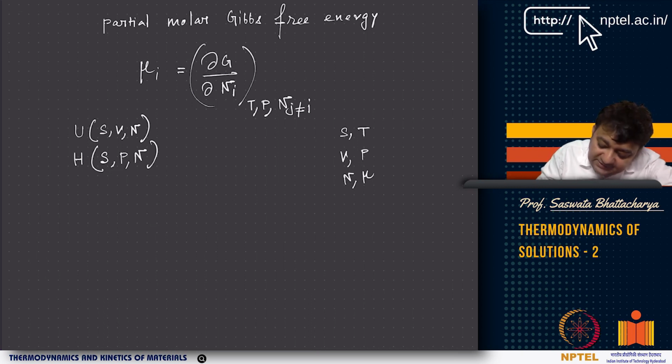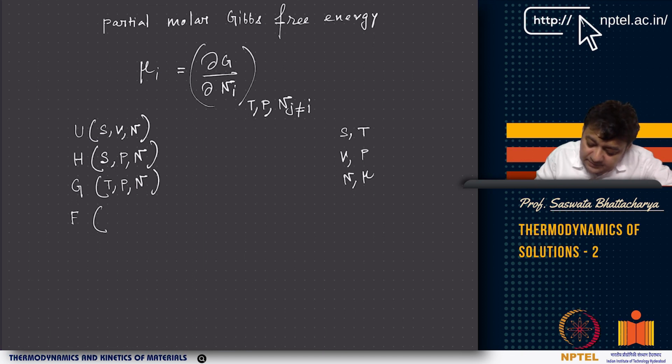And we have seen that, from U to H, and then you have G, where S is replaced by T and V is replaced by P, its conjugate variable, and N. This is what we have defined here. And then there is also the Helmholtz free energy, where you keep V, but S is replaced by T. So T, V, N. All these thermodynamic potentials we have explained.